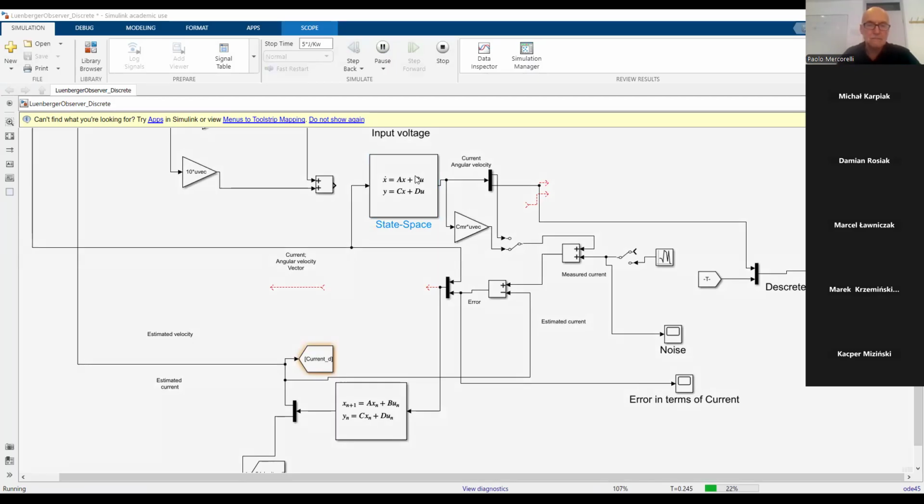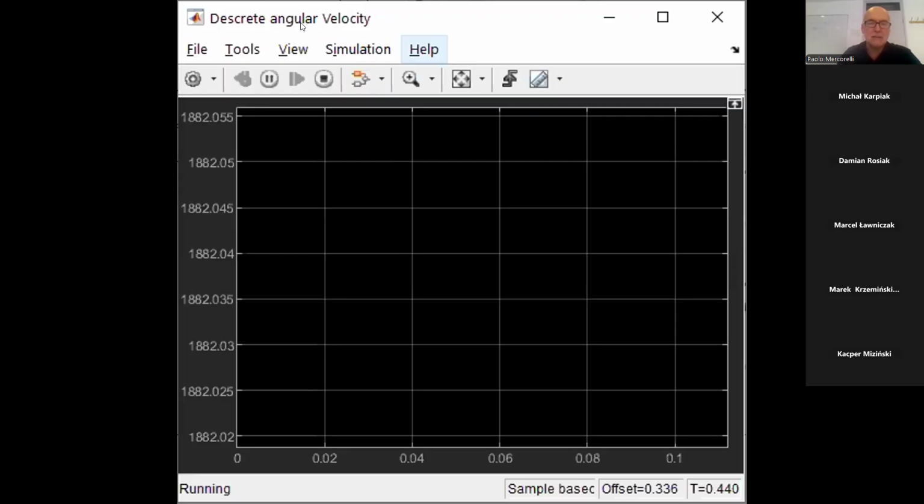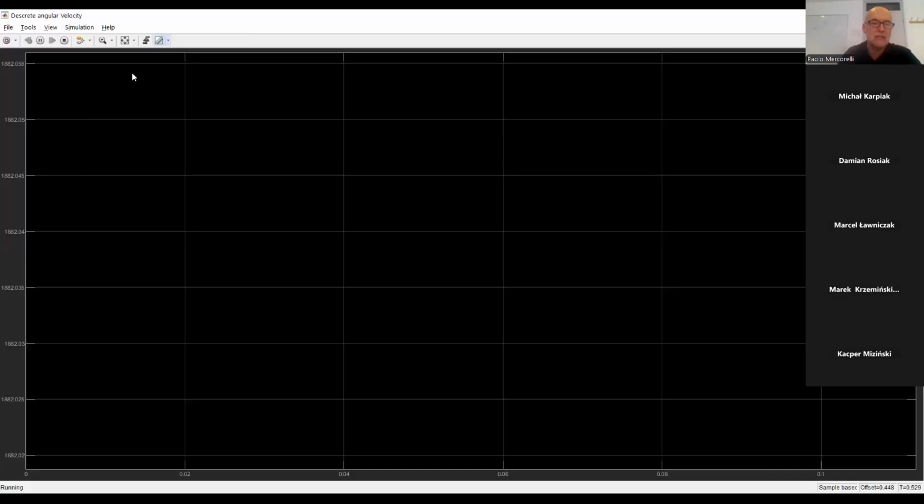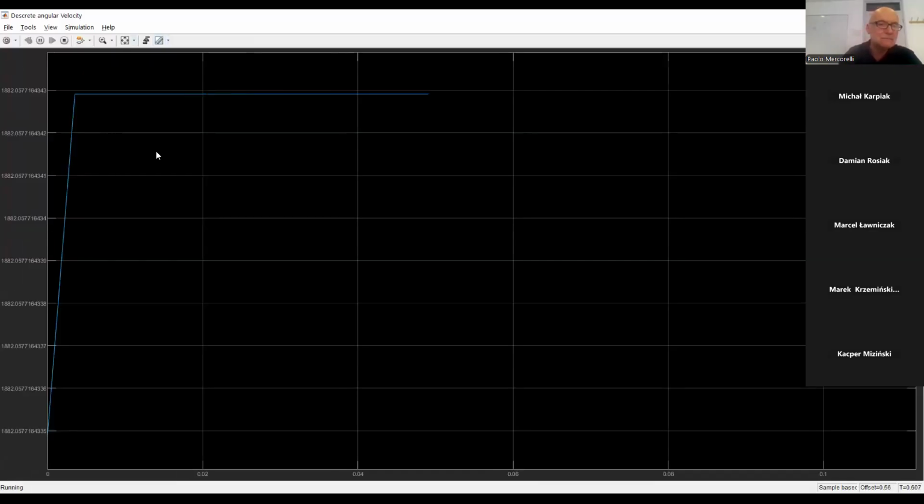Let me share. I try to compare the real velocity with the estimated, or observed, better to say, velocity. Let me see if it's possible to see something. Too long simulation. Let me restart.